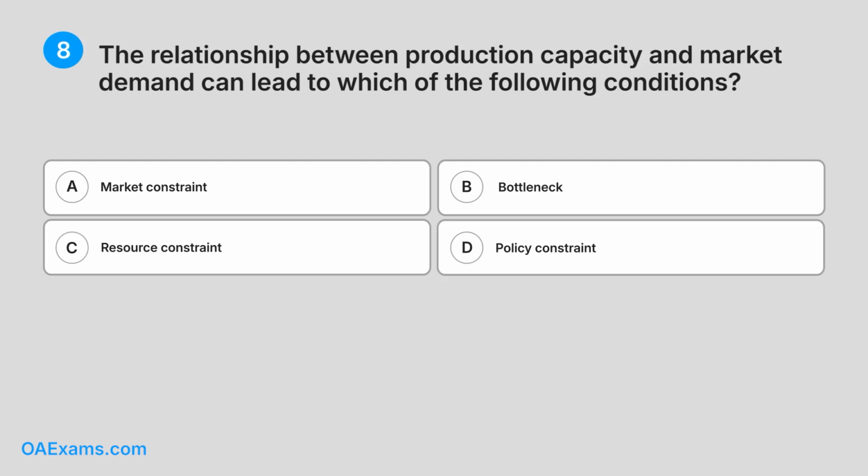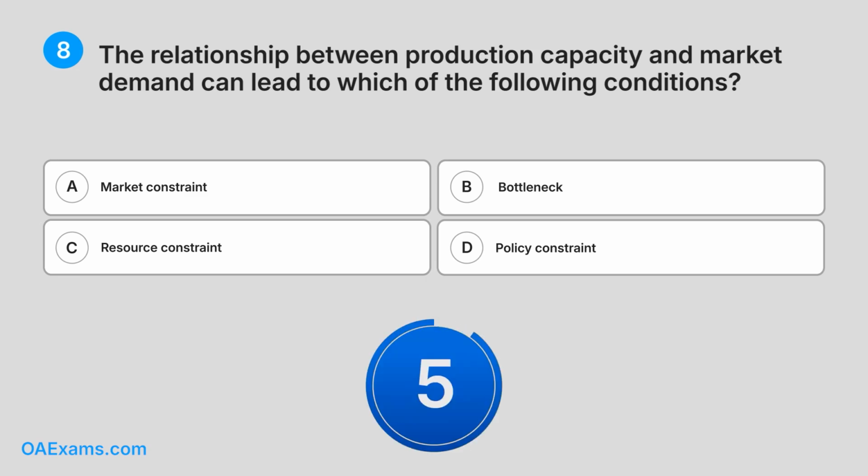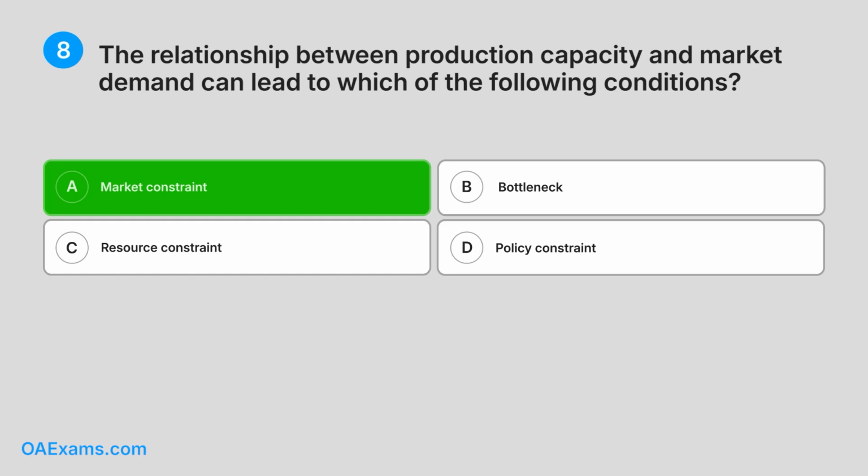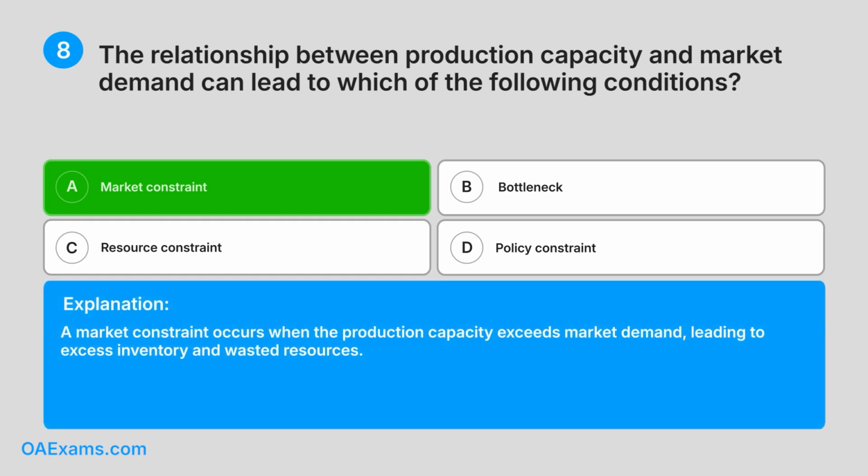A. Market constraint. B. Bottleneck. C. Resource constraint. D. Policy constraint. Do you know the answer? Correct answer. A. Market constraint. Explanation. A market constraint occurs when the production capacity exceeds market demand, leading to excess inventory and wasted resources.